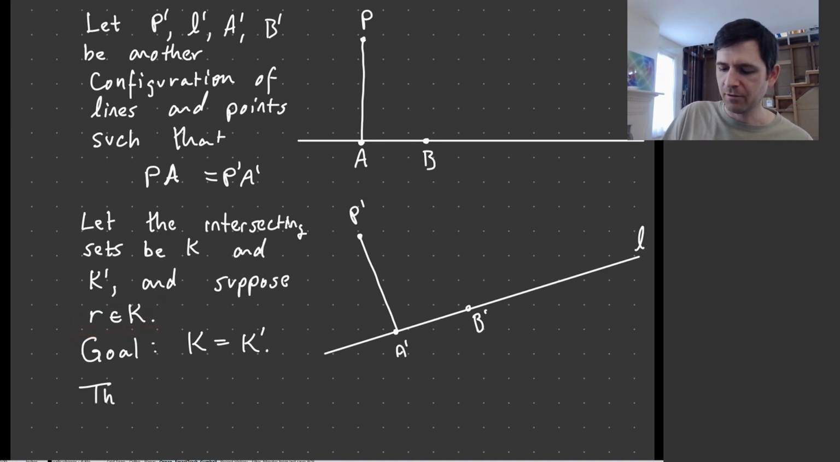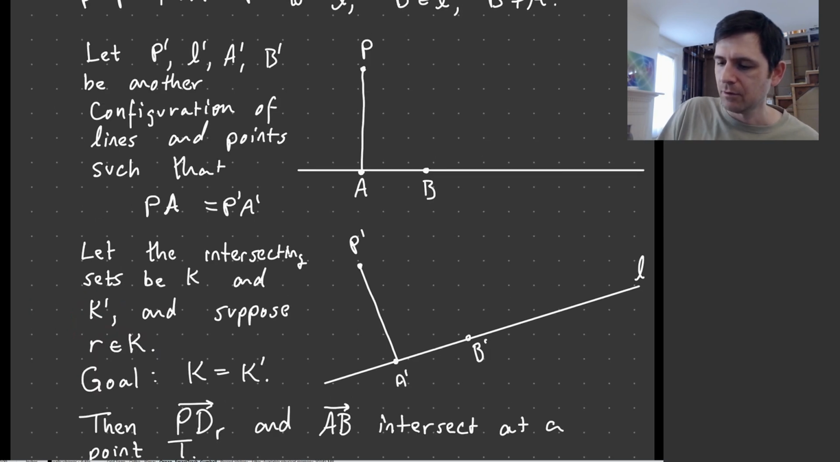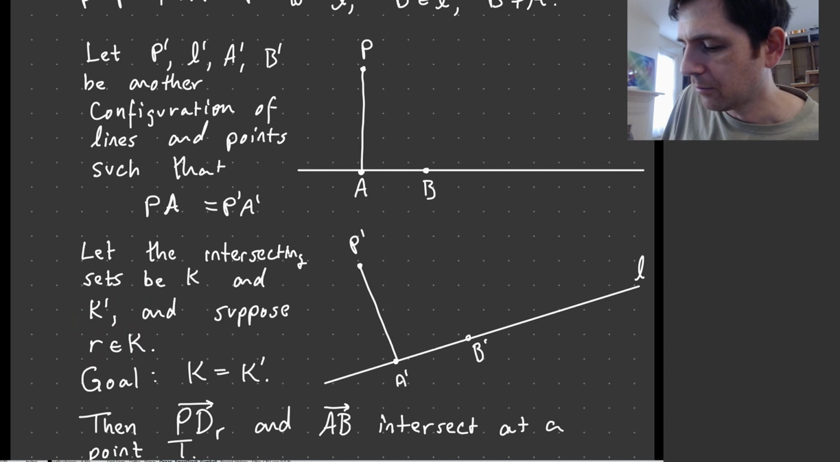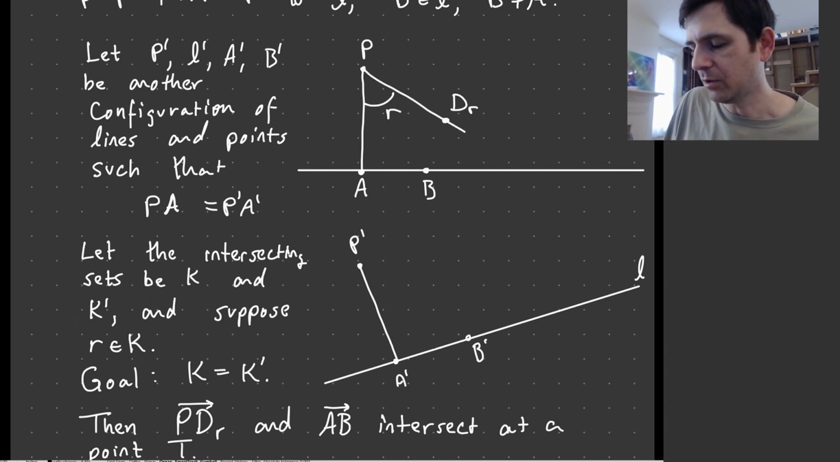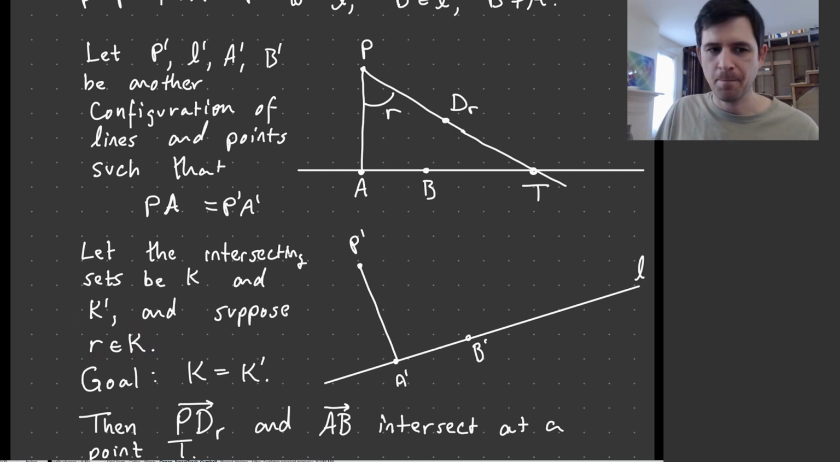Okay, so we have our R, then PDR and AB intersect at a point T. So we have our angle R, and it's constructed with a point D_R. And since R is in the intersecting set, this has to intersect this at some point T. Okay.